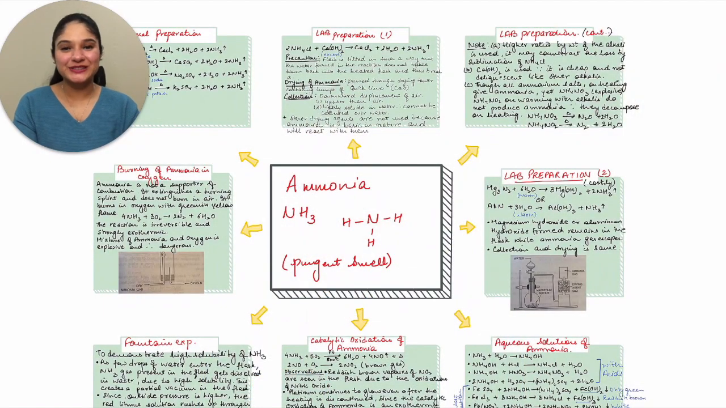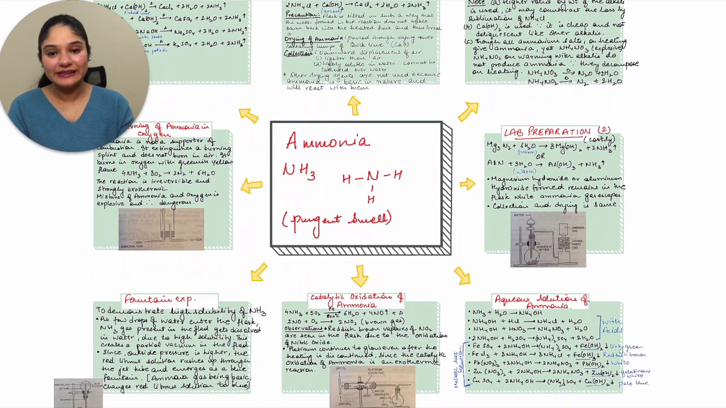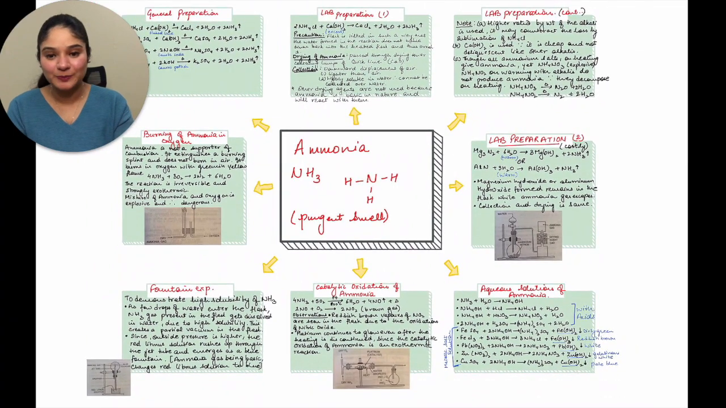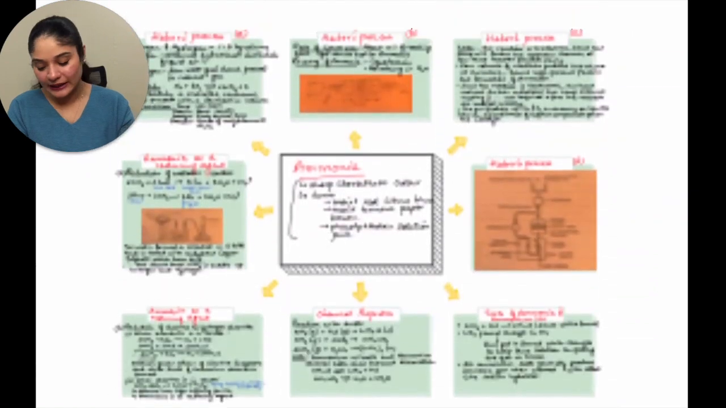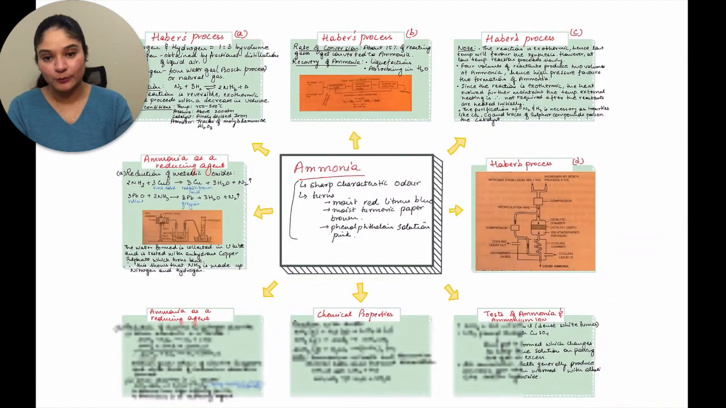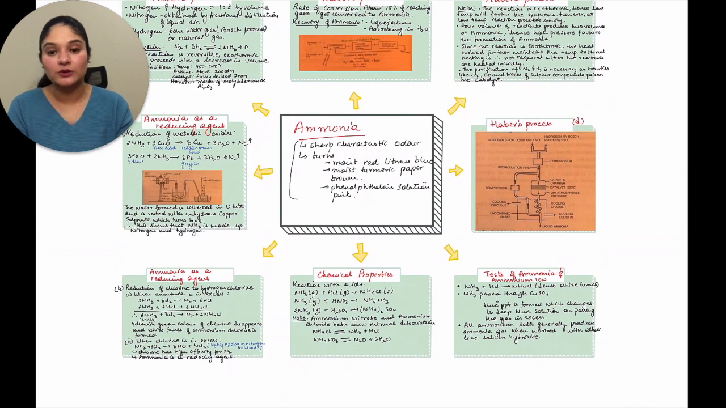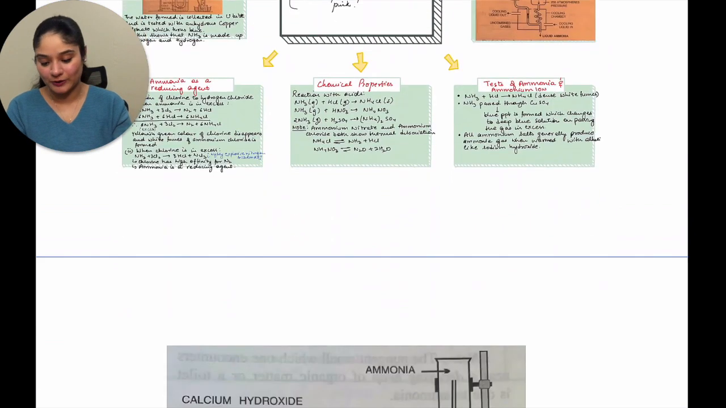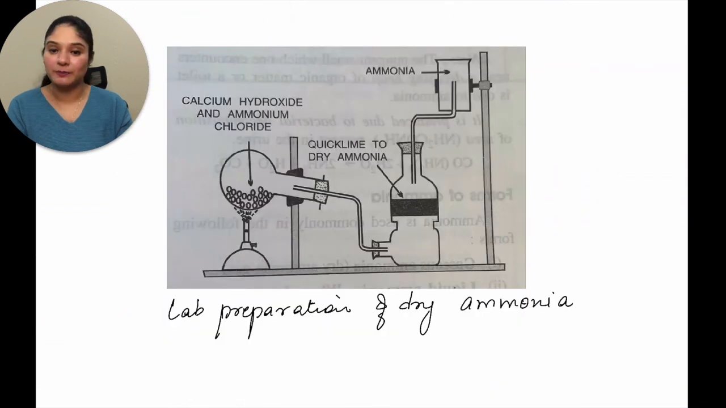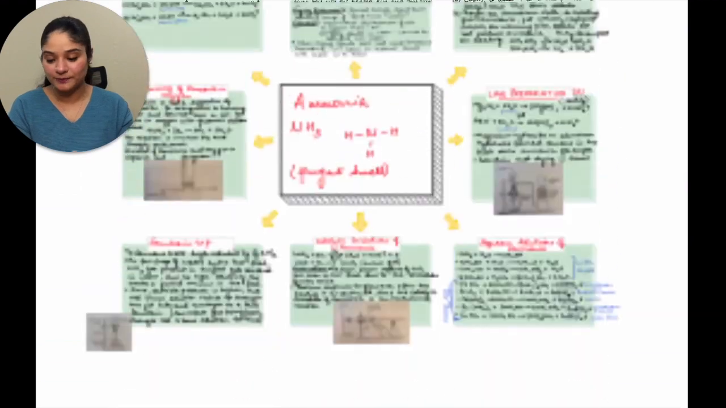So, my dear students, I hope the screen is clearly visible to you. Let me give you a quick heads up on how this is going to work out. The first screen is based upon ammonia lab preparation and a couple of experiments. The next screen contains Haber's process, that is the industrial manufacturing of ammonia, and then a few other reactions and chemical properties. On the last page, I have the lab preparation for dry ammonia that was mentioned on the first screen. So you have two different lab preparations. This is the diagram for the first one.